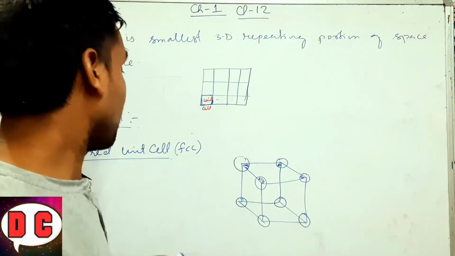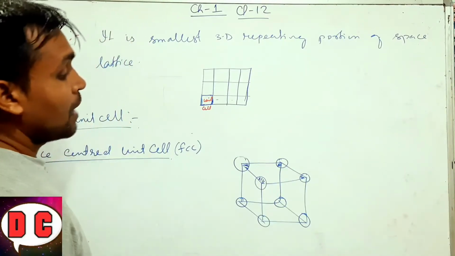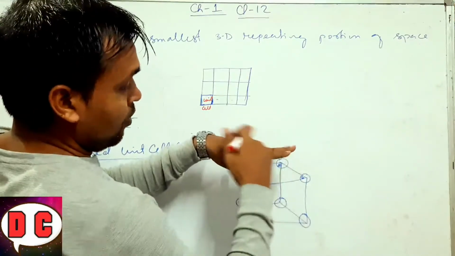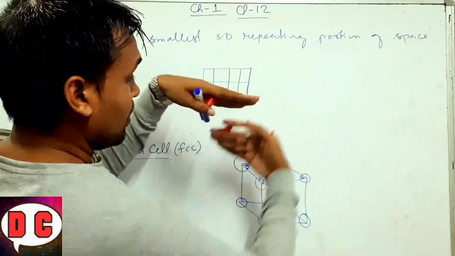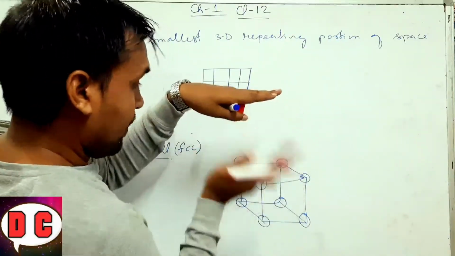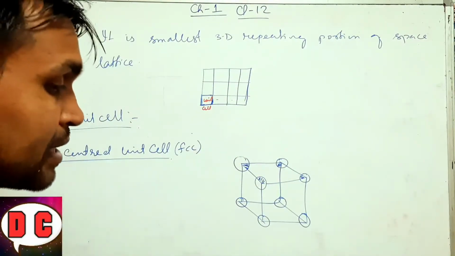But beside this also in FCC there will be some extra thing. Extra thing will be what? How many faces are there? You see, this is top face, this is one side, then this is one side 3, one side 4, one side 5, and downside it will be 6, right or not? So that means 6 faces are there.